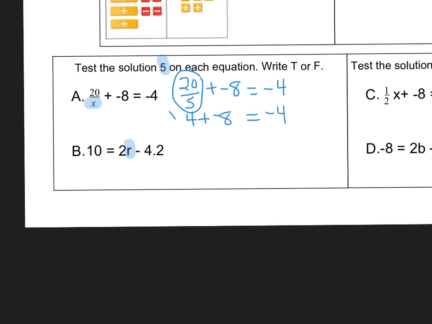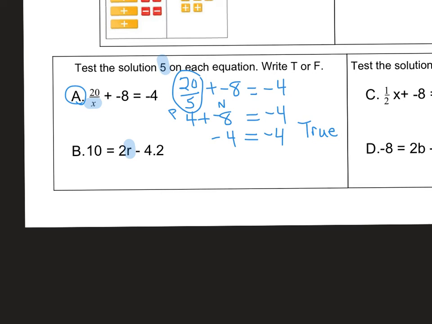So remember, if I have a positive integer and a negative integer, am I adding or subtracting? Well, since I'm going to get 0 pairs, I'm actually going to have to subtract these. And which number's farther from 0? That would be -8. So on this one, I get -4 on the left side and -4 on the right side. So therefore, I'm going to say that the solution of 5 makes this equation true.